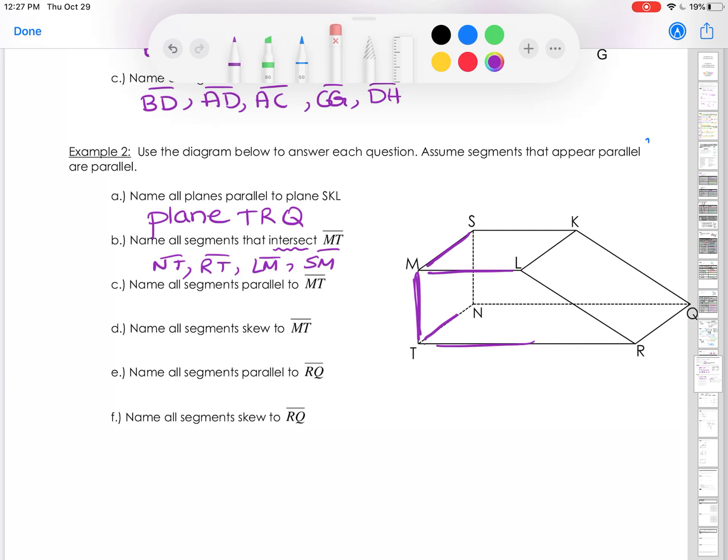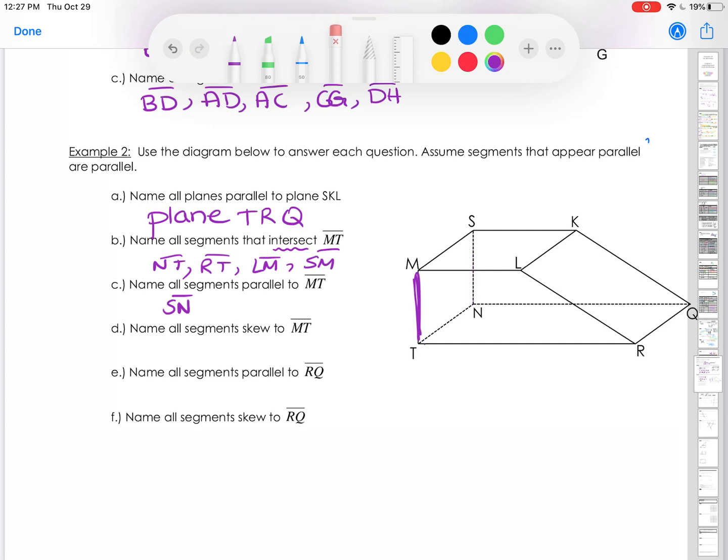Okay. Next, we want to do the ones that are parallel to it. So parallel means they're never going to cross it, and they're at really like the same angle in the same plane. So parallel, we would have SN. That's it. That's all we have. Nothing else is going to be at that same angle.